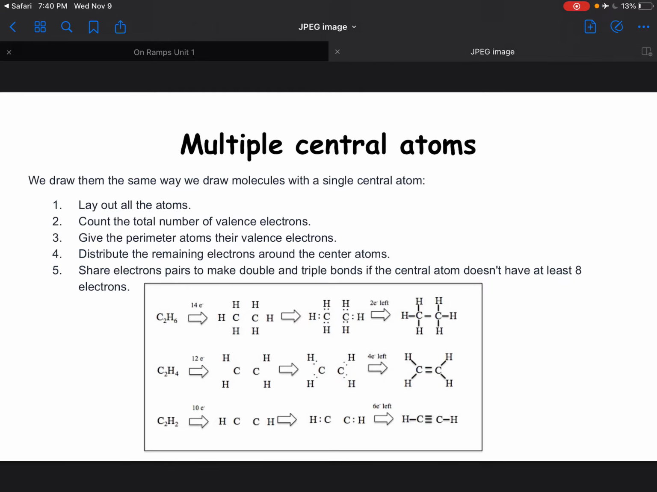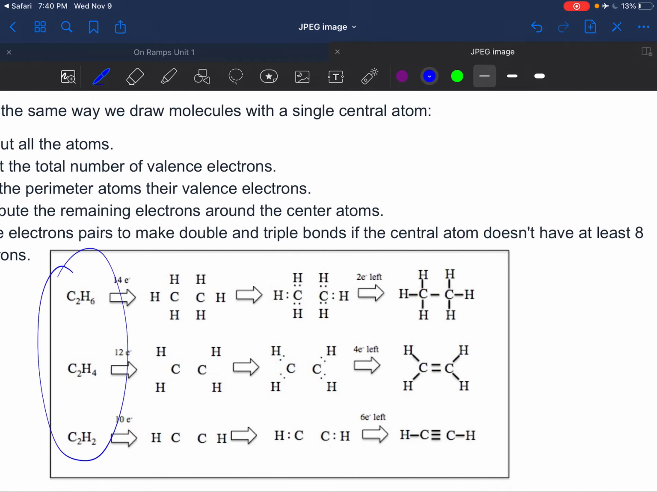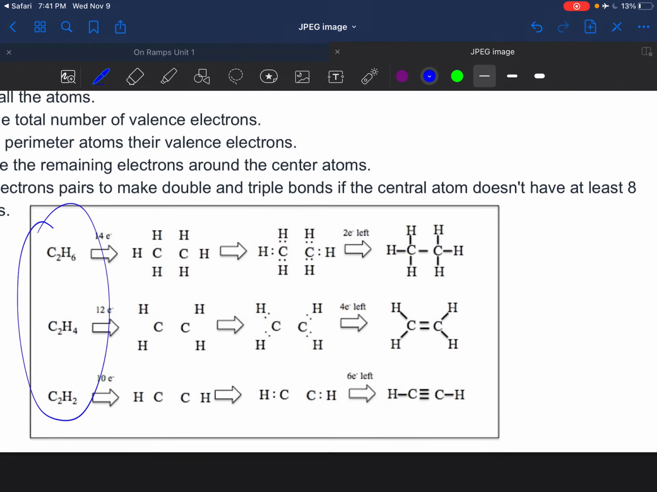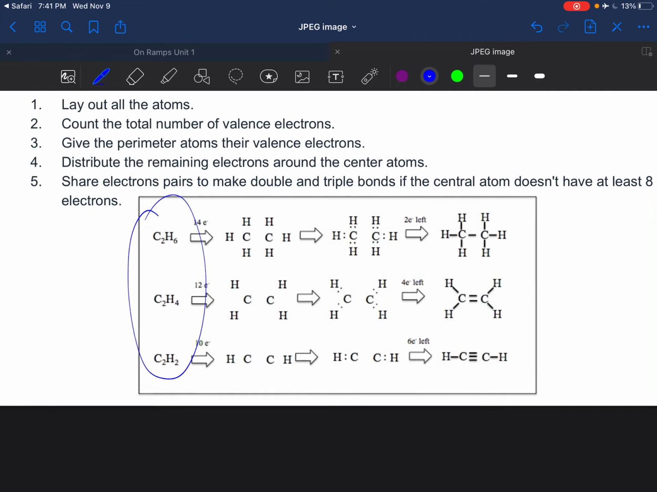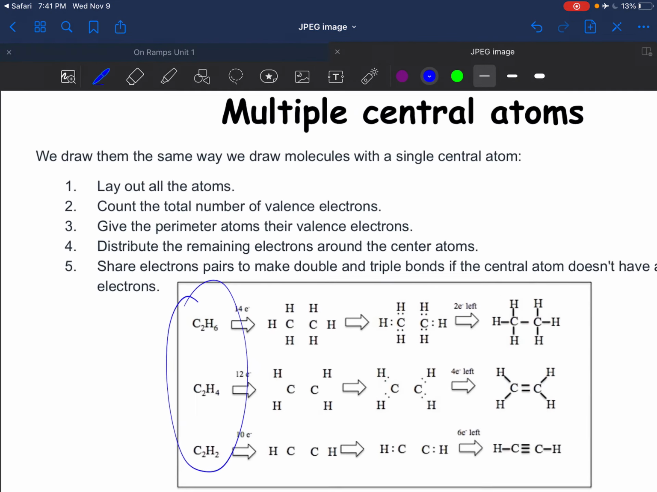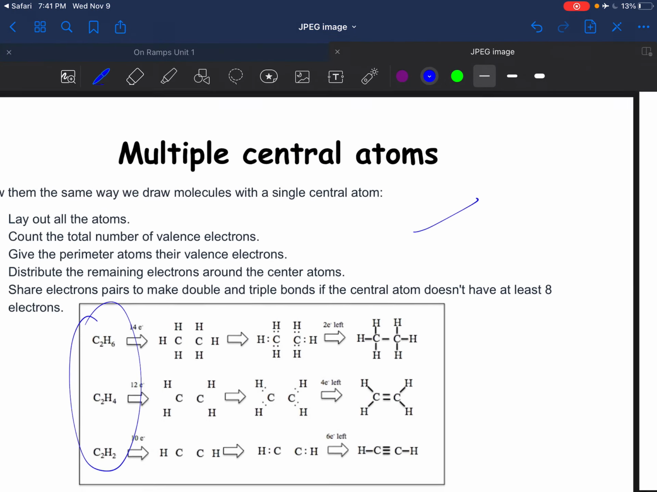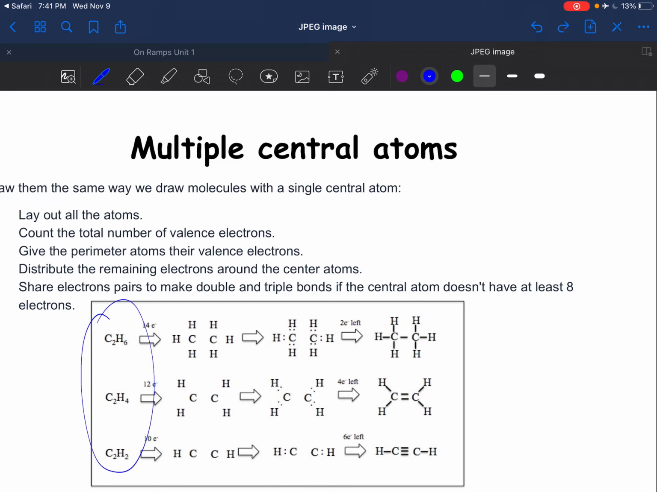Multiple central atoms. These are like the easiest to do, and they typically give you these examples on the test. I saw this one on someone's test today, so it should pop up on the next test and the midterm for Unit 2. So C2H6. Let's do the first one. C2H6, C2, and 6 H's. So put 3 around each carbon.